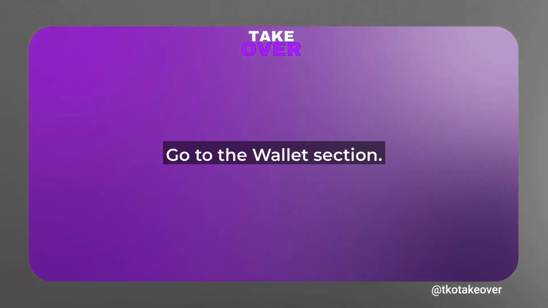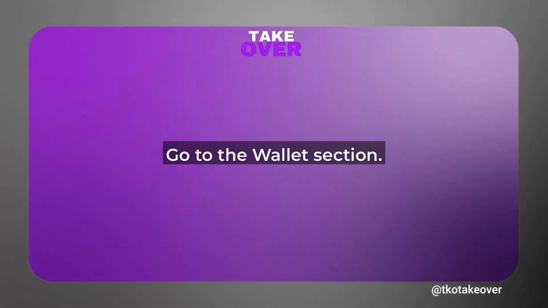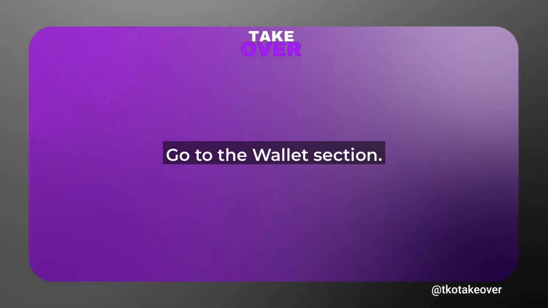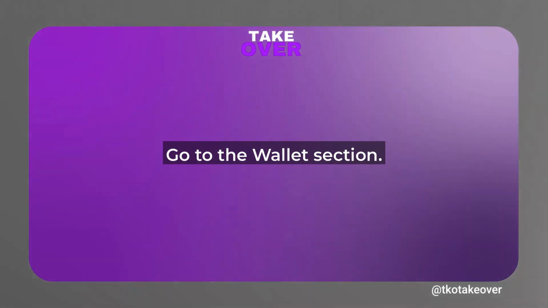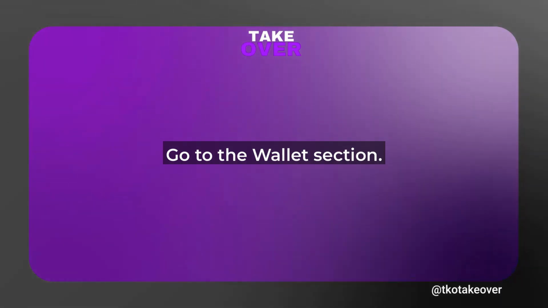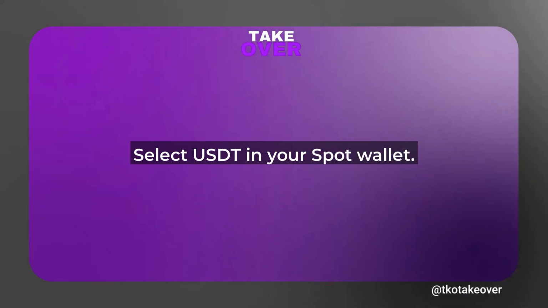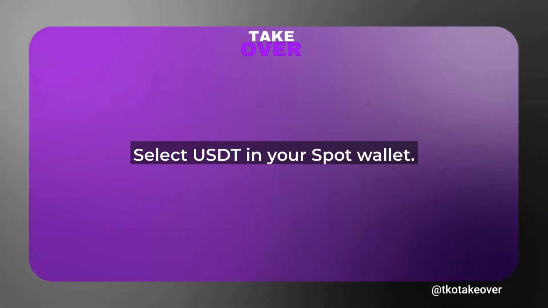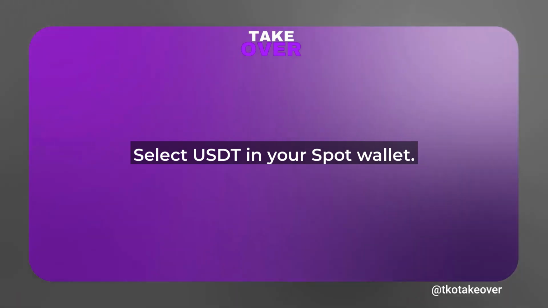Next, select your spot wallet. This is where your trading funds are held. Look for USDT in your asset list. It's the stablecoin we're transferring. Click on it to open the details. Now, find the Transfer or Internal Transfer button. This is crucial because we're moving assets within the same exchange, so no external fees or risks involved.